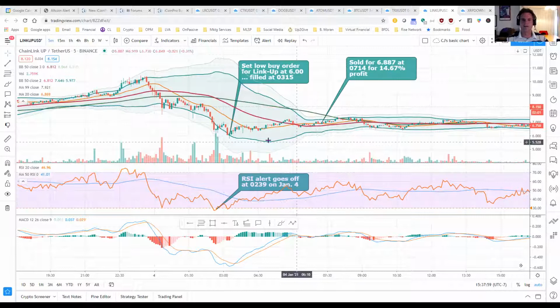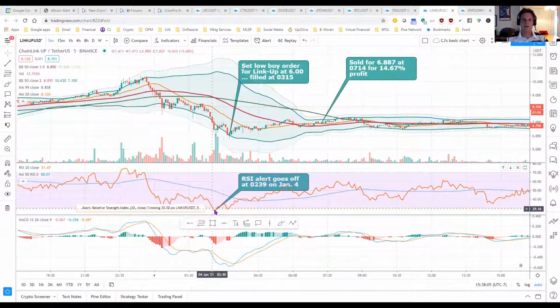Most people set alerts at certain price points, and that's fine. I do that too. But using the RSI, looking for these dip trades, this is a strategy that's done me well over the past couple months.